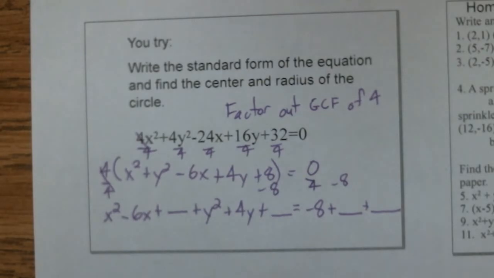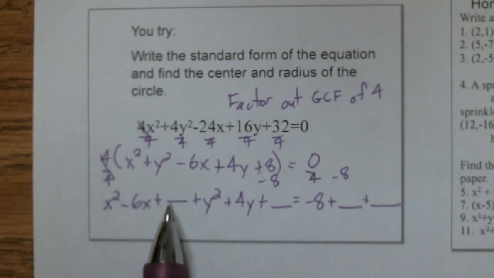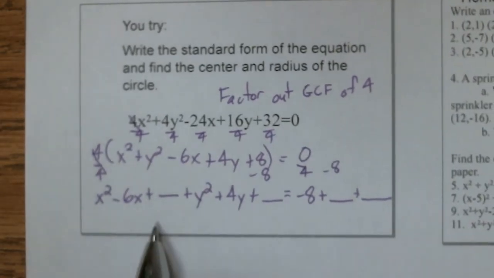Remember, guys, when you take half of b and square it, it doesn't matter whether it's positive or negative. You will always generate a positive number. So in this case, with these completing the square problems, it will always be plus blanks everywhere. Okay. All right, so now I'm ready to complete the square.